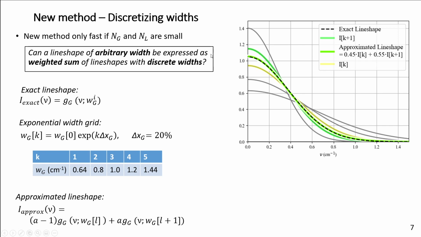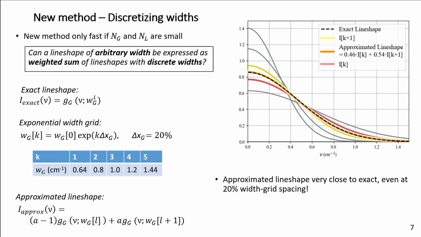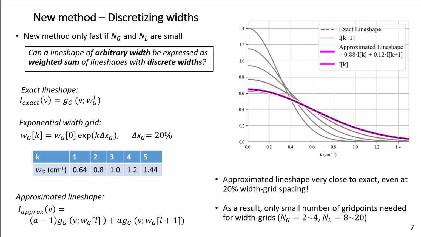As we vary the width of the exact line shape, we see that the approximated line shape very closely matches the exact line shape regardless of its width. Because the grid spacing of 20% is relatively coarse, this means that the number of grid points in the Gaussian width axis can be very small. For a Lorentzian line shape, we find a similar result.